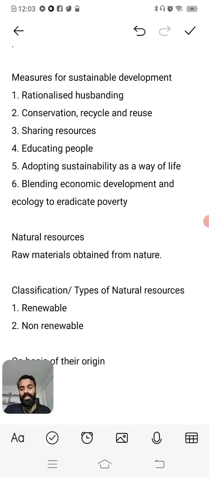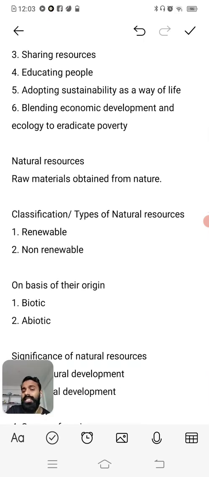Next, we are going to deal with the main topic called natural resources. We all know what a natural resource is. Natural resources are those resources or raw materials which are obtained from nature free of cost. Nature gives us the natural resources. There are two types of natural resources.